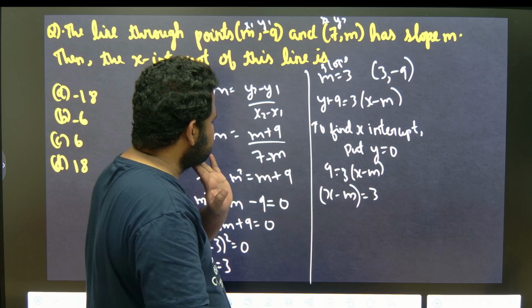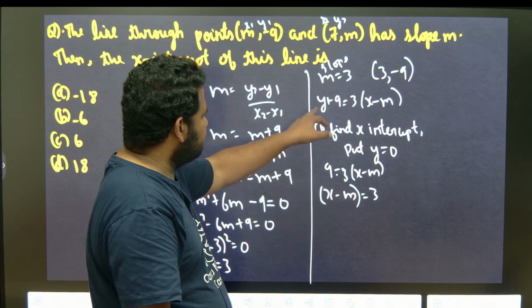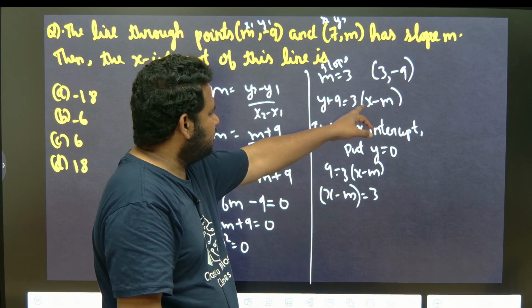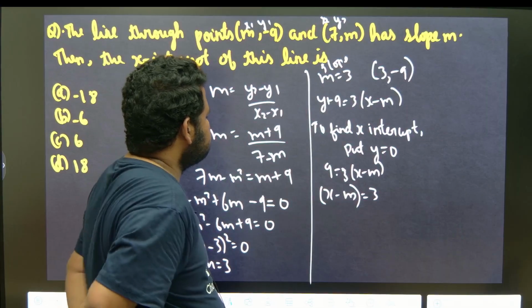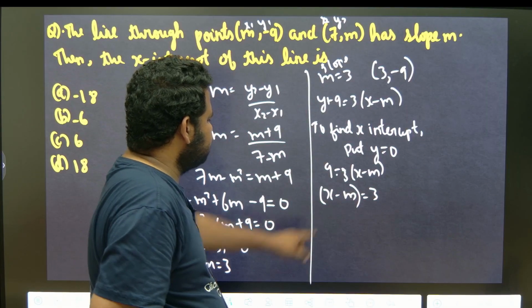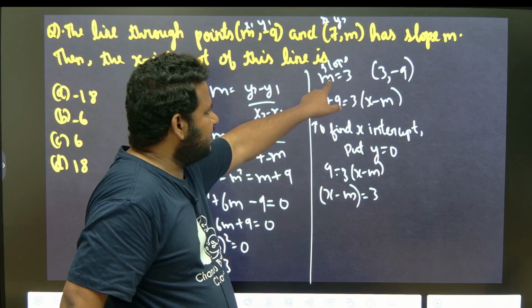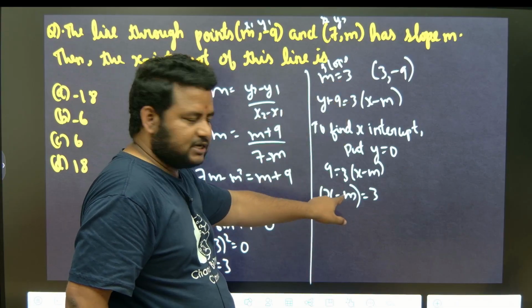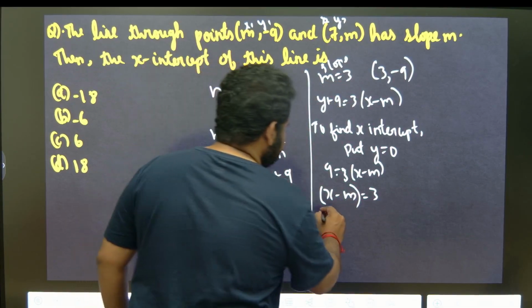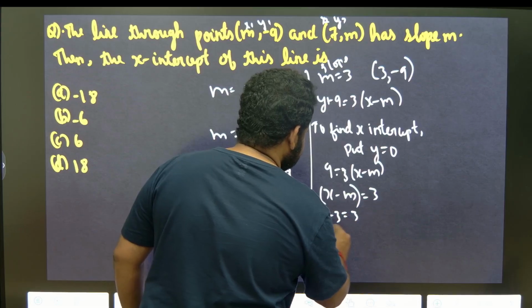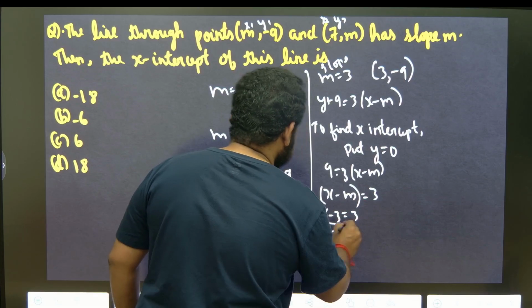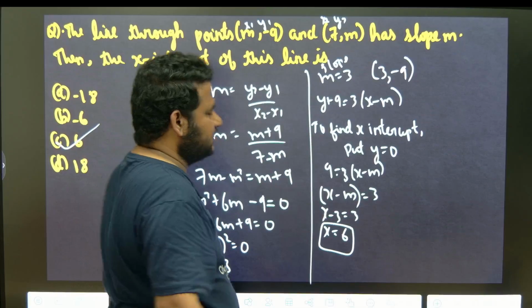Now what about the value of x here? I have got x minus m is equal to 3, but we know that already m is equal to 3. So I can put m is equal to 3 here. So this becomes x minus 3 is equal to 3. So x is equal to 3 plus 3, 6. So the answer is option C.